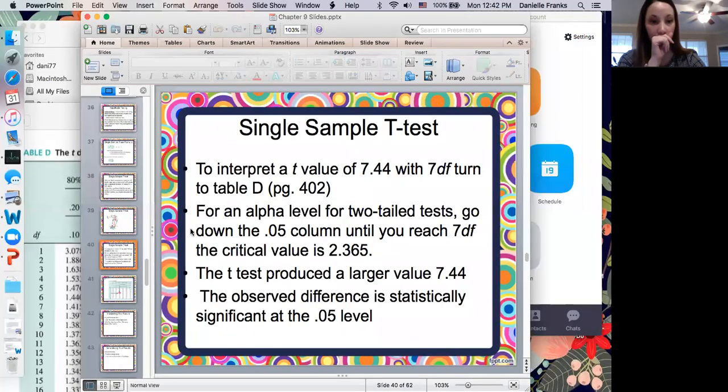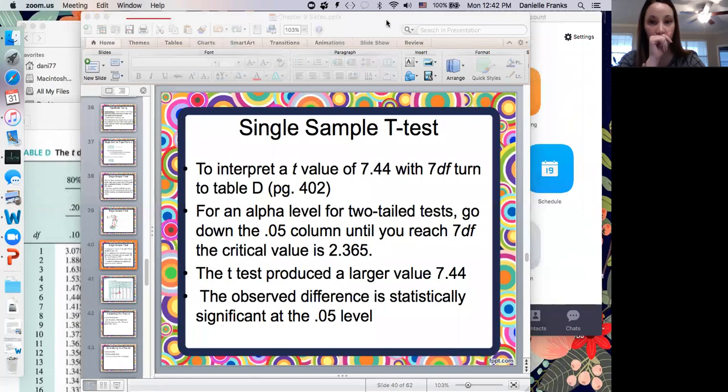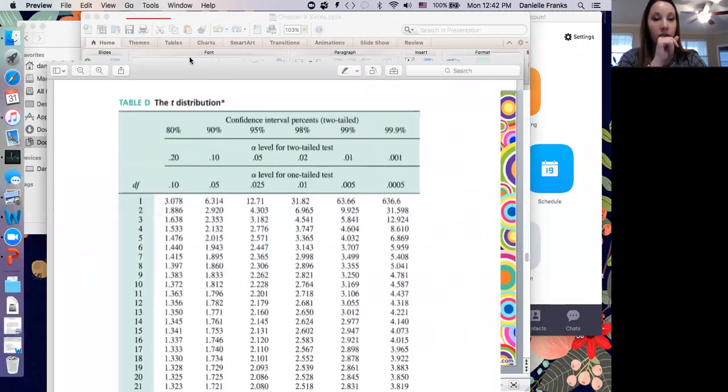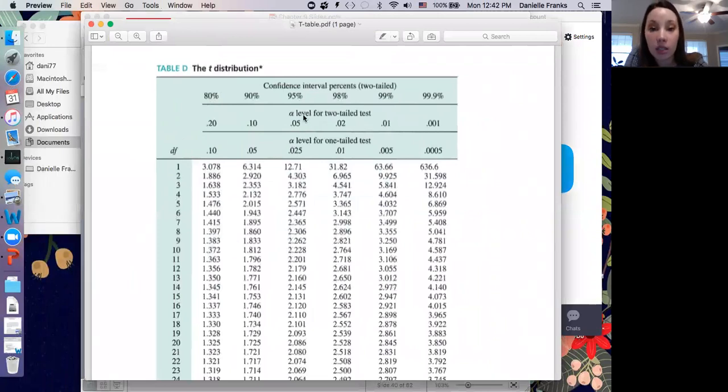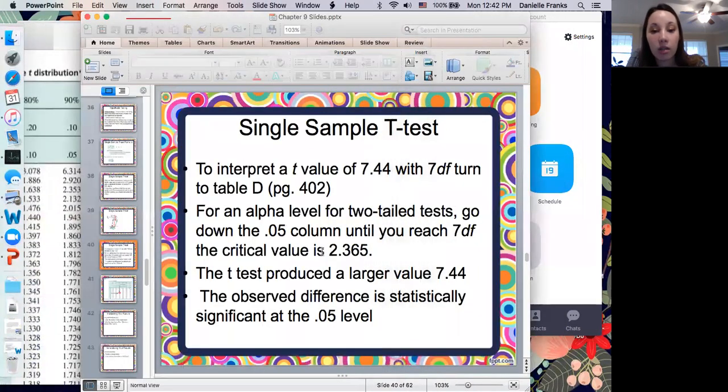But for kicks and giggles, if we want to do it again, here's our t-table. So we're doing a two-tailed t-test, so we're working with this row here. Our alpha level is 0.05, so that means that we are working with this column here. Our degrees of freedom was 7, so that means we're working with this number here, 2.365. So that's how you find that critical value. And remember that the critical value separates our significant results from our non-significant results. It is the point at which our rejection region begins. So we found that point. We found that it was 2.365.